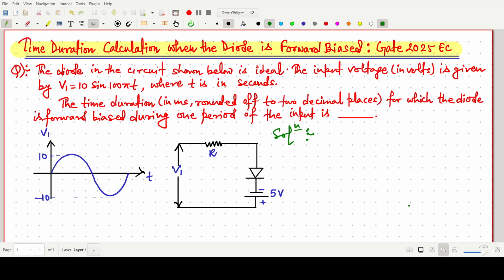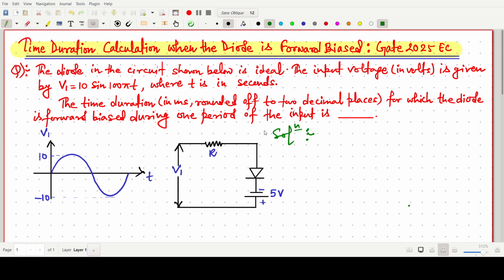Welcome everyone. In this video lecture, we will solve a GATE 2025 EC question in which we have to find the time duration calculation when the diode is in forward bias. So the question is, the diode in the circuit shown below is ideal. There is an ideal diode based circuitry. So this one is the circuit.